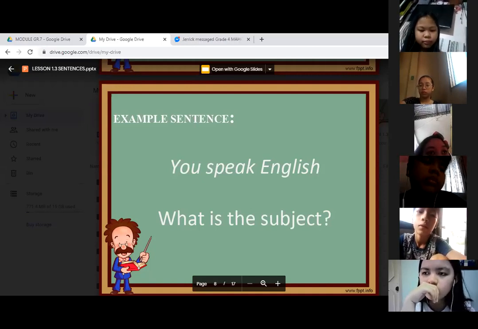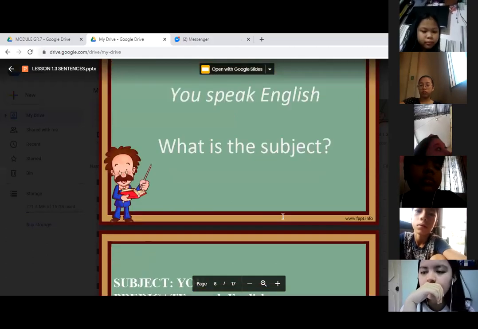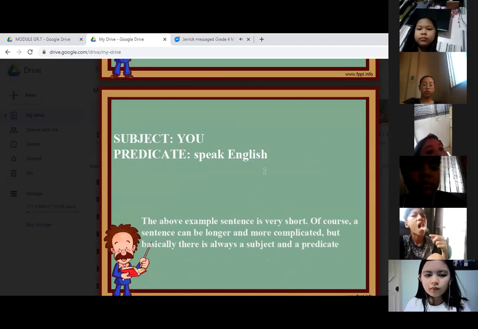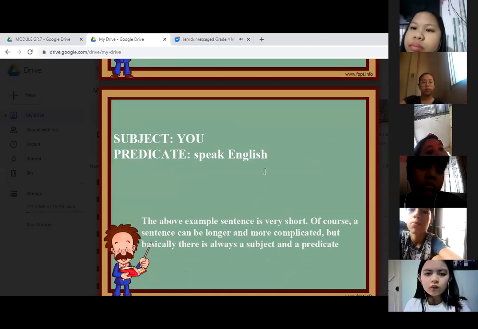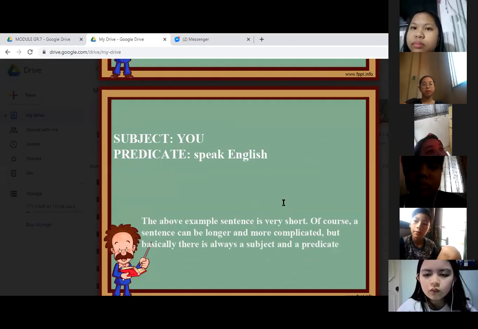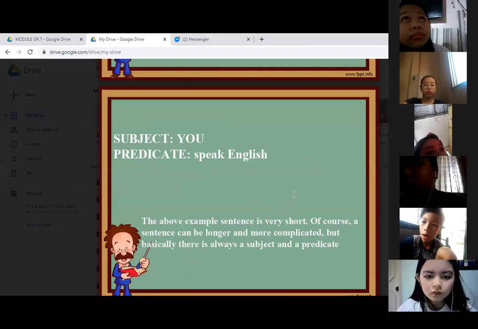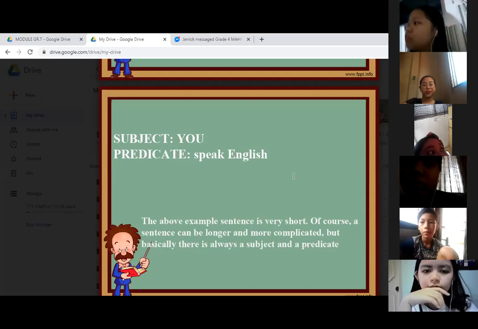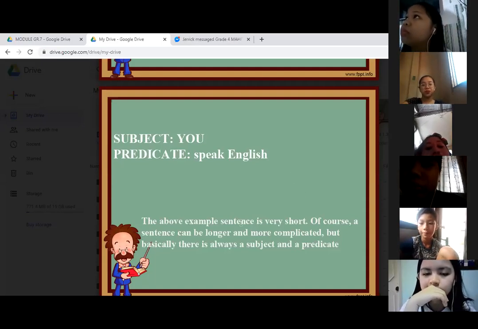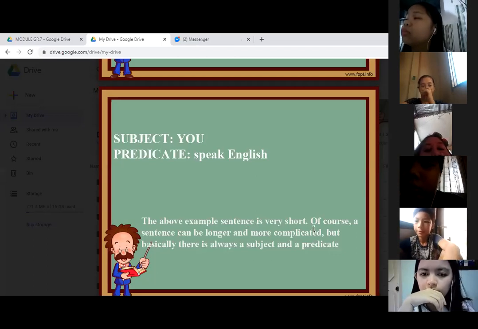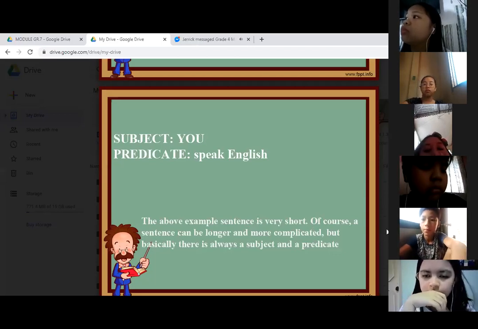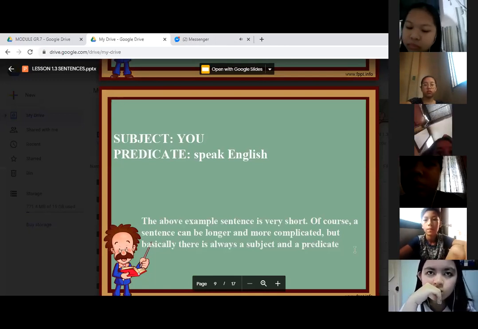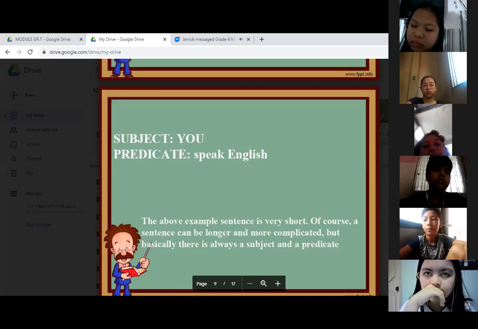Do you understand it? Okay, so next one, let's proceed. So the subject is you, while the predicate is speak English. But if I am referring to the simple predicate, the answer is only speak. Maliwanag. Okay, so now, the above example sentence is very short. Of course, a sentence can be longer and more complicated, but basically, there is always a subject and predicate.